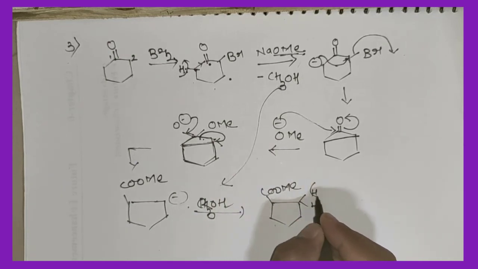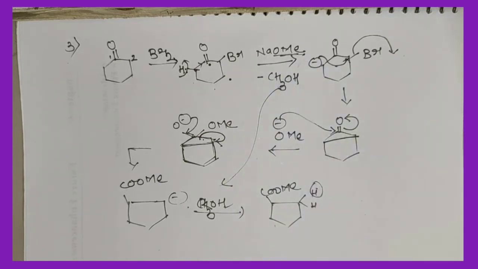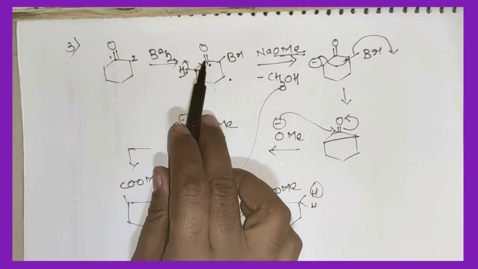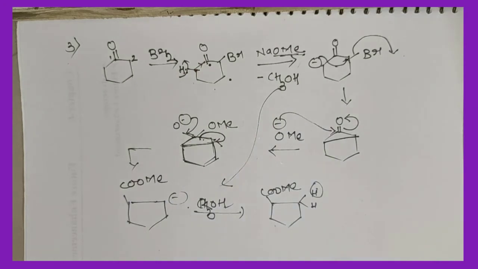Clear? So one hydrogen comes from here. Clear? So here the 6-member ring is converted to a 5-member ring because हमने mechanism में discuss किया कि 1 carbonyl is converted to carboxylic acid derivatives part. Clear? So this is the Favorskii reaction.